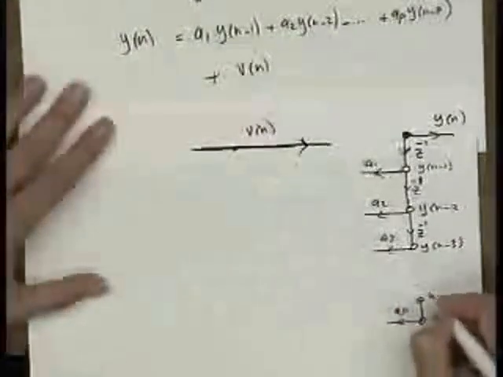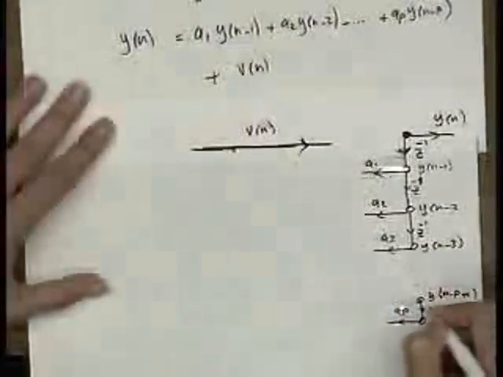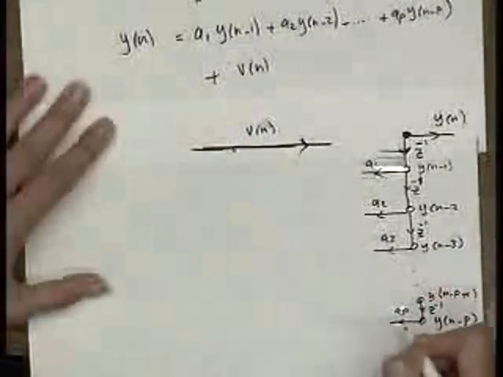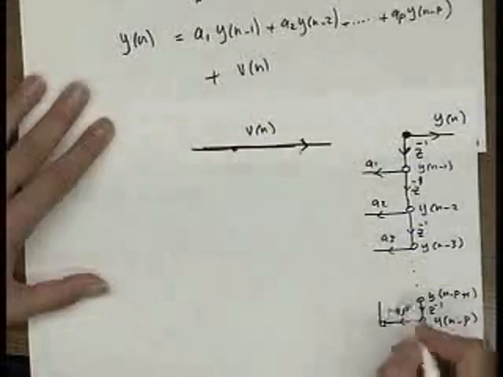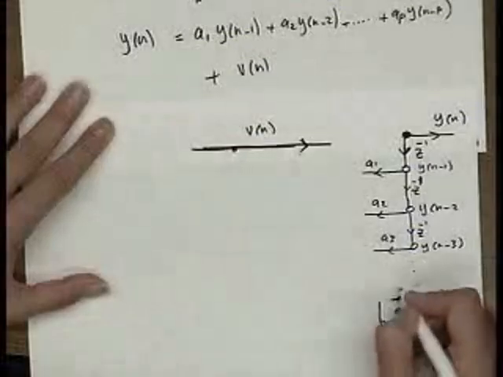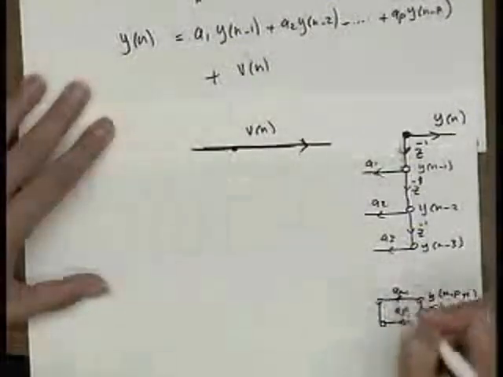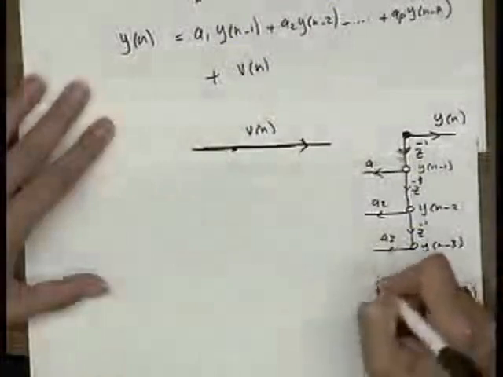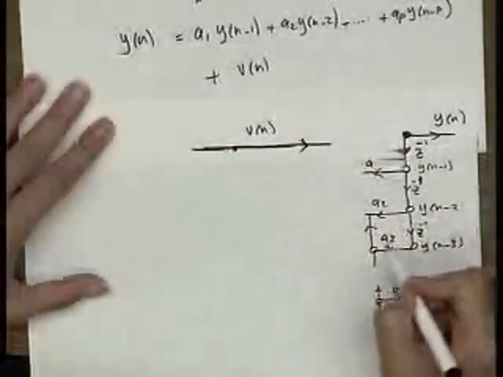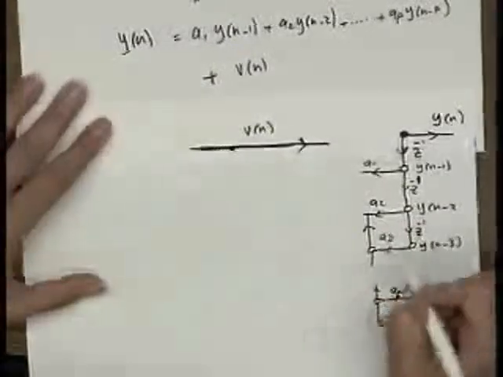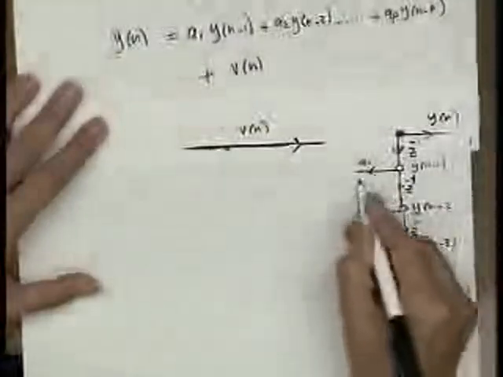And this point was Y of n minus P plus 1. So then I multiply Y of n minus P by A sub P, and I get a new signal. And I add it to Y of n minus P plus 1 multiplied by A of P minus 1. And then I keep adding these. So now at this point I'm multiplying A sub 3 by Y of n minus 3, but I'm adding it to all the previous ones, adding it to this one, adding it to this one.